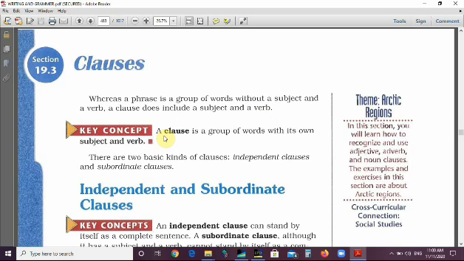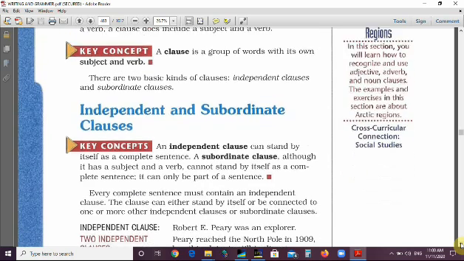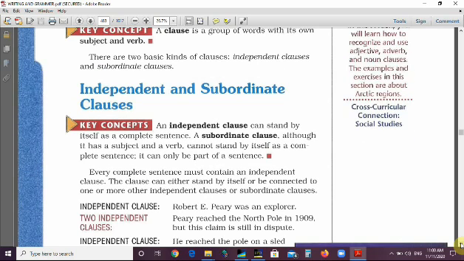Here we have the key concept. A clause is a group of words with its own subject and verb. There are two basic kinds of clauses: independent clauses and subordinate or dependent clauses. So we have two main kinds of clauses: the independent clause and the subordinate clause. An independent clause can stand by itself. It gives a complete thought, a complete meaning as a complete sentence.